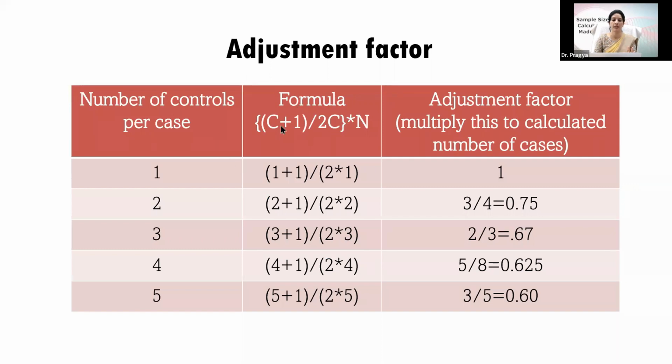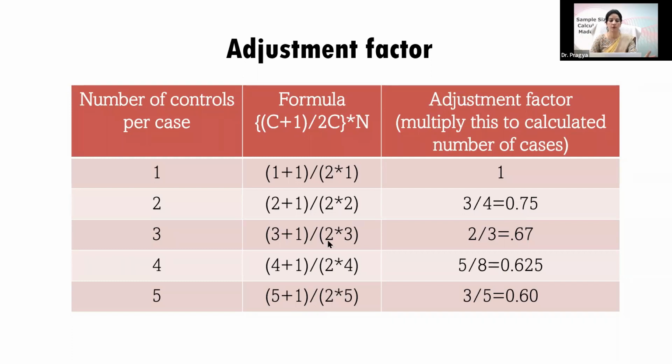So if you see, if your number of control is 1, the adjustment factor is 1. If your number of control is 2, then it is 2 plus 1 divided by 2C. Similarly, these are the multiple adjustment factors. So you have to multiply this to the calculated number of cases, and that will reduce the number of cases.